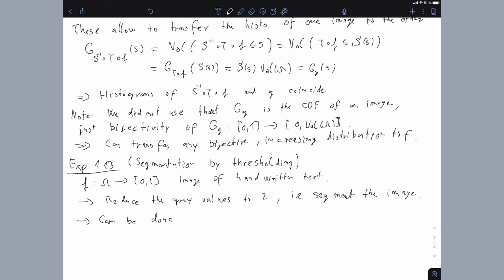So this can be done, as I said, with the theta threshold. But it relies on the proper theta.